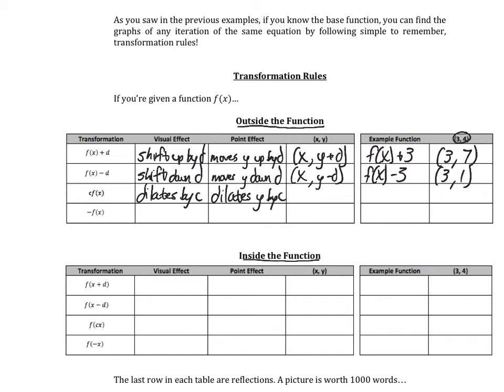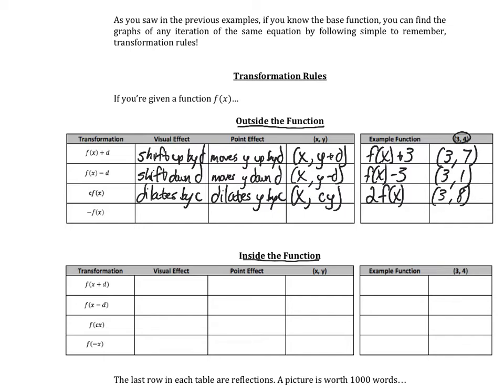In terms of the points, it dilates y by c. So x doesn't change at all, but we're going to multiply the y value by c. Whatever the y is, we're going to multiply it by c. So for example, if we have something like 2 f of x, what happens to the point 3, 4? Well, it becomes 3, comma 8. We're multiplying all the y values by c.